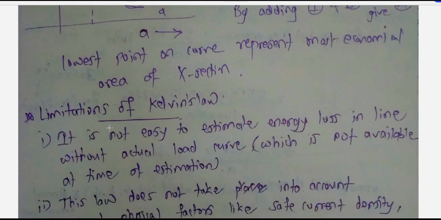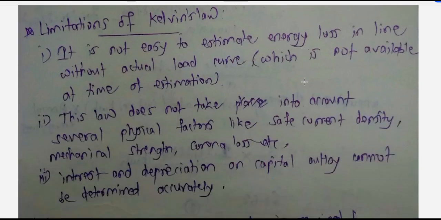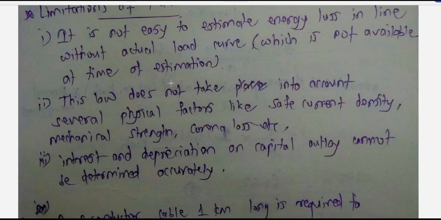Now what are the limitations of Kelvin's law? It is not easy to estimate the energy loss in the line without the actual load curve, which is not available at the time of estimation. This law does not take into account several physical factors like safe current density, mechanical strain, corona loss, etc. The interest and depreciation on capital outlay cannot be determined accurately.